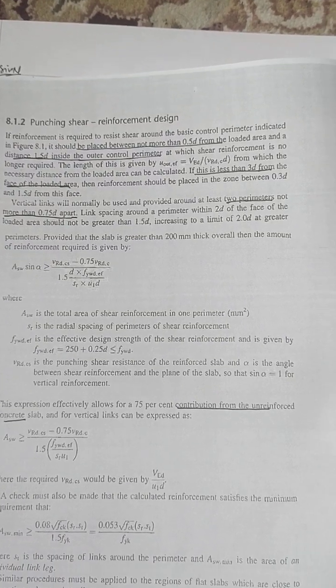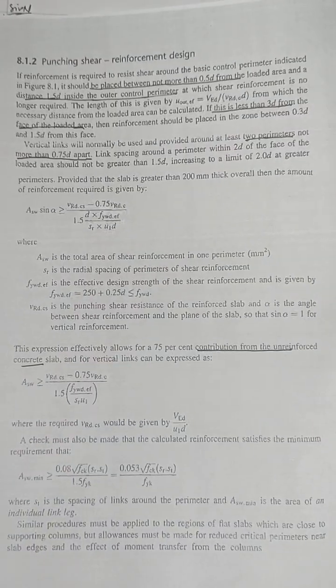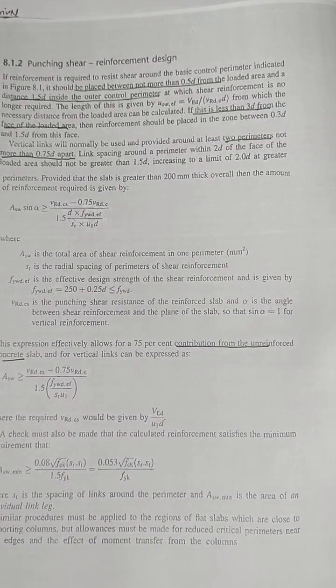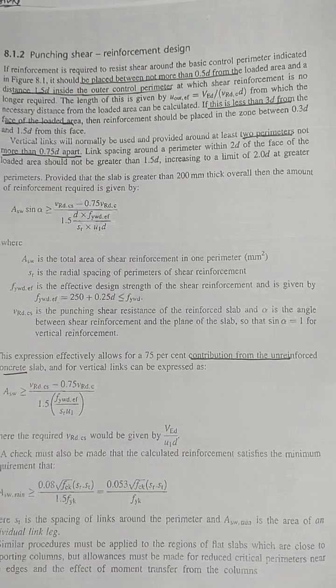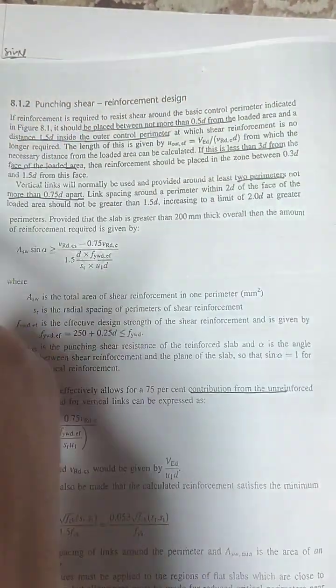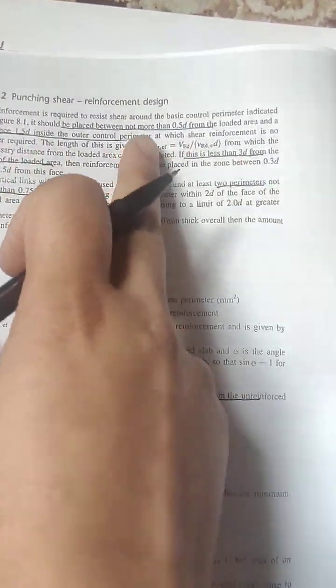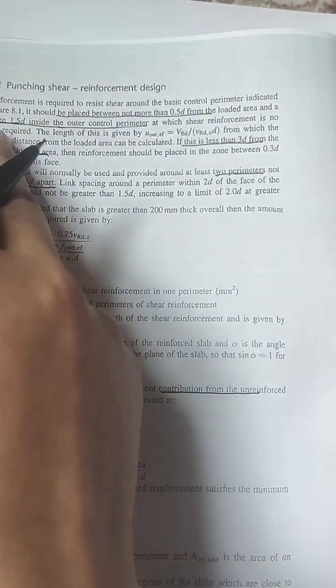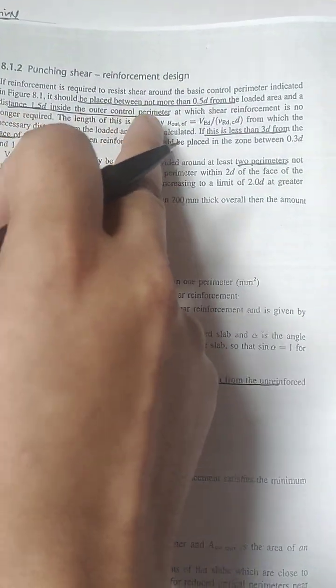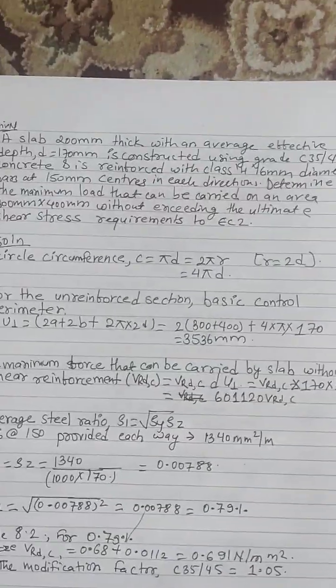I have shown the previous video about the punching shear without reinforcement design. Now this is the reinforcement design, and this is the theory portion. Here it is given that the reinforcement should be placed within 0.5d from the loaded surface, and 1.5d inside the control perimeter. This theory portion I'll show you later in the numerical. First, here is our numerical problem.